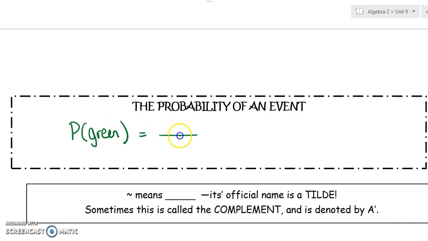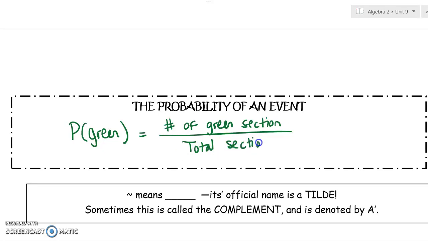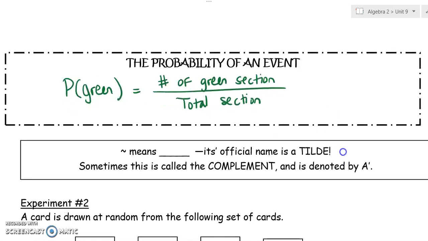Well, it's basically the number of green sections to what I'm looking for, and it's always over the total sections. So in that case, there's one green section out of the 4 total, so the probability of green is 1/4. All right, so that's the probability of an event happening. So now let's look at this.